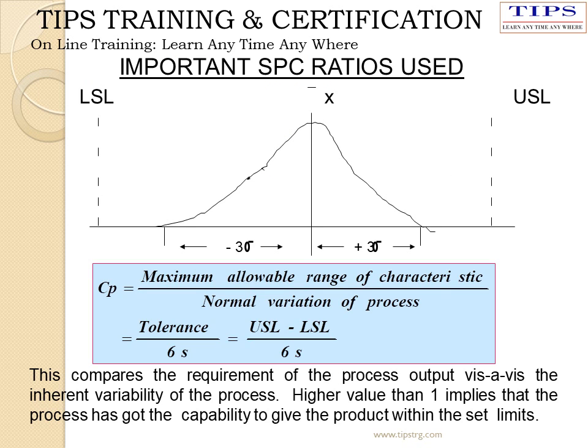Important SPC ratios used here are CP, that is process capability, which is equal to the maximum allowable range of characteristics divided by normal variation of process. This is equal to tolerance divided by 6 sigma, which can be calculated using upper specification limit minus lower specification limit divided by 6 sigma. In a Six Sigma study, we have to consider upper control limit minus lower control limit divided by 6 sigma.